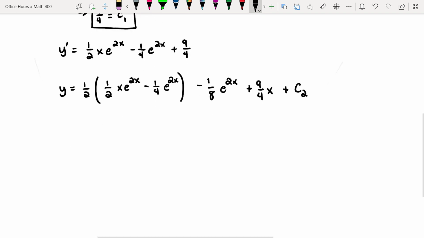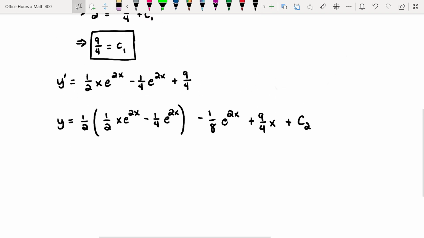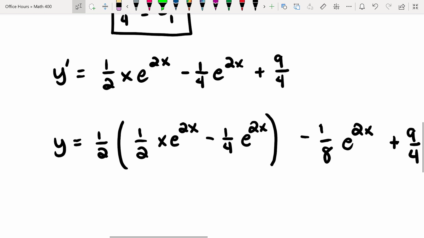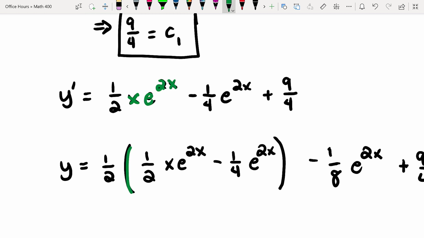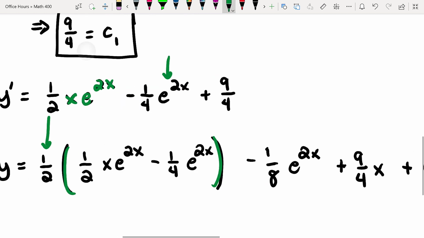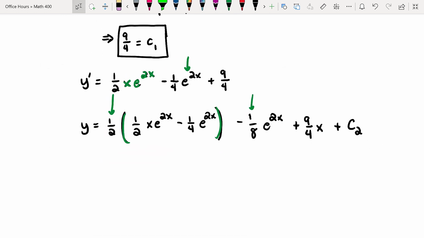Now, a couple things I want to mention here. First of all, when I found the antiderivative of y prime, remember, I already computed the antiderivative of x e to the 2x. So that's what this chunk is here. I had a 1/2 sitting out front, so that's where that 1/2 came from. Also, we computed the antiderivative of e to the 2x. Well, that's just 1/2 e to the 2x, and you're multiplying it by 1/4. That's where that negative 1/8 is. So that's okay. That should make sense to you.